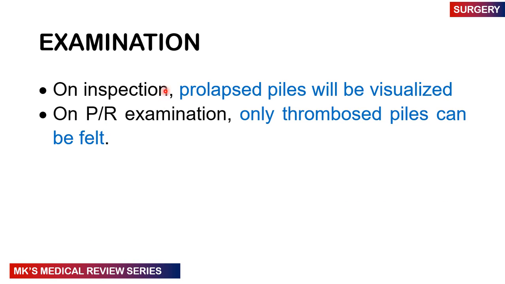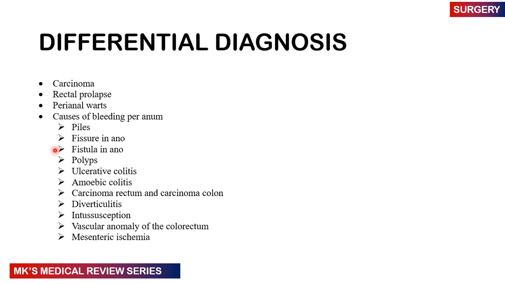When you perform your examination on inspection, you may be actually able to visualize the prolapsed pile. On the digital rectal examination, only the thrombosed piles actually can be felt. What's our differential diagnosis? It could be carcinoma, it could be a rectal prolapse, it could be perianal warts, and there are different other causes that may cause someone to bleed from the anus.